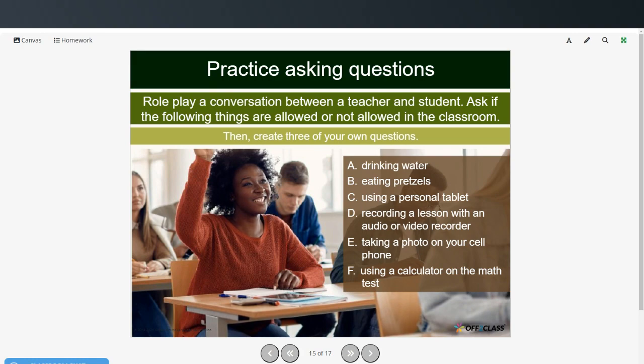All right, now you can write a dialogue that is a conversation between a teacher and a student. The student will ask if the following things are allowed or not allowed in the classroom, and then you can write the teacher's answers. And then, in addition to these, try to create three of your own questions that are not listed here. So again, just try that on your own for extra practice, and restart the video when you're ready to continue.